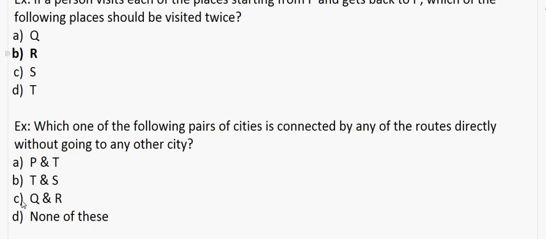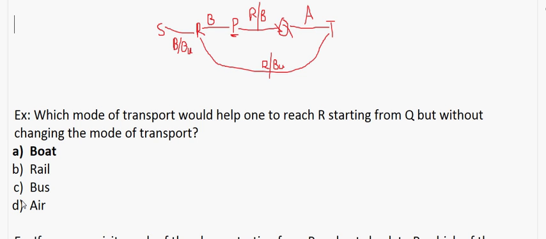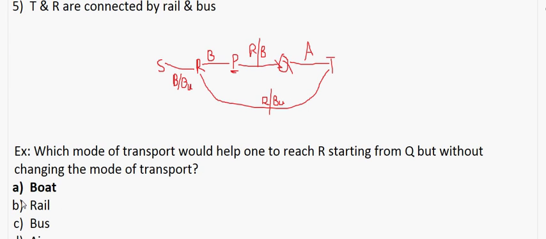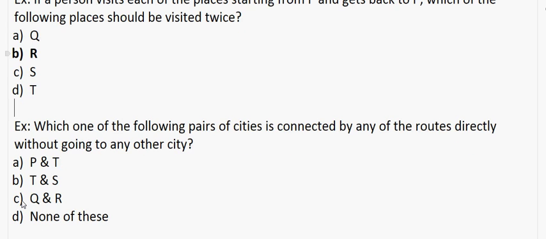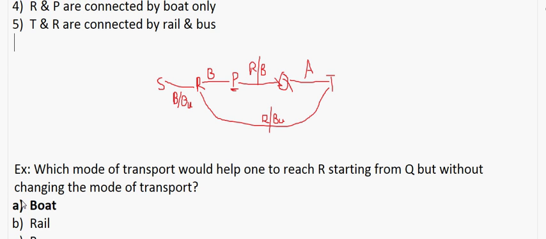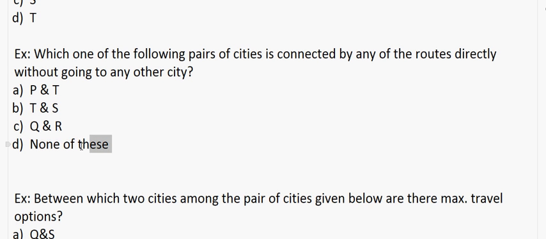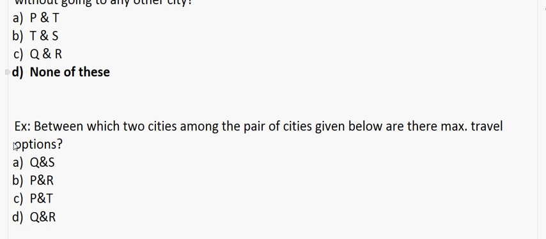The next question says, which one of the following pairs of cities is connected by any of the routes directly without going to any other city? P and T. Is P and T connected directly? No, it has to go to Q. Is T and S connected directly? No, it has to go to R. Q and R. Let's see, Q and R is not connected directly but through P, which means the answer choice is none of these, right? So these are the very easy type of questions which appeared in the exam.